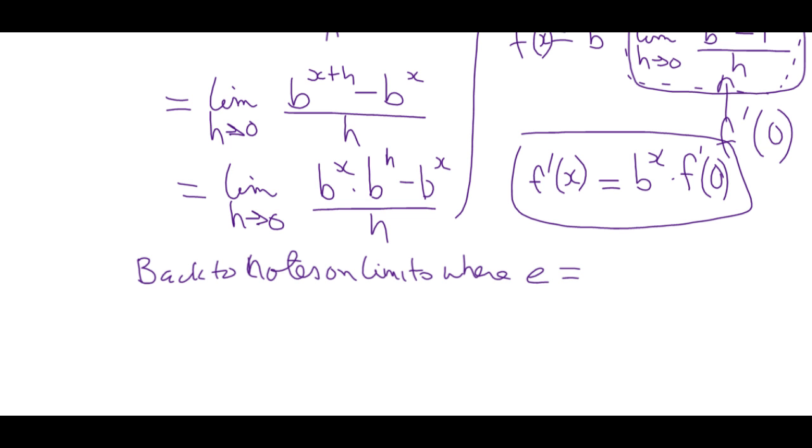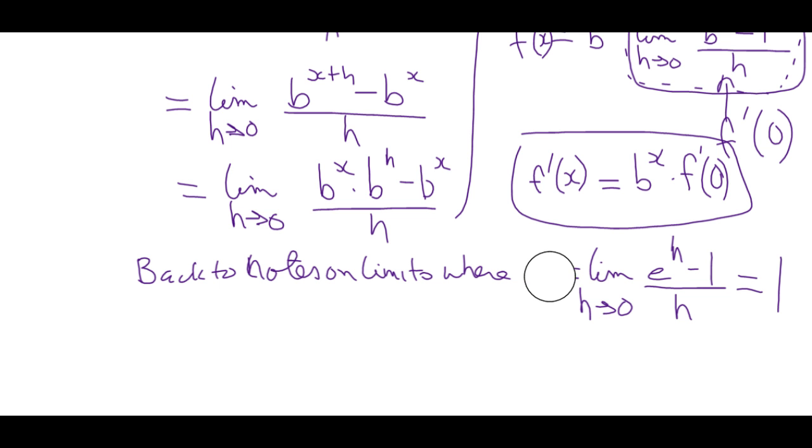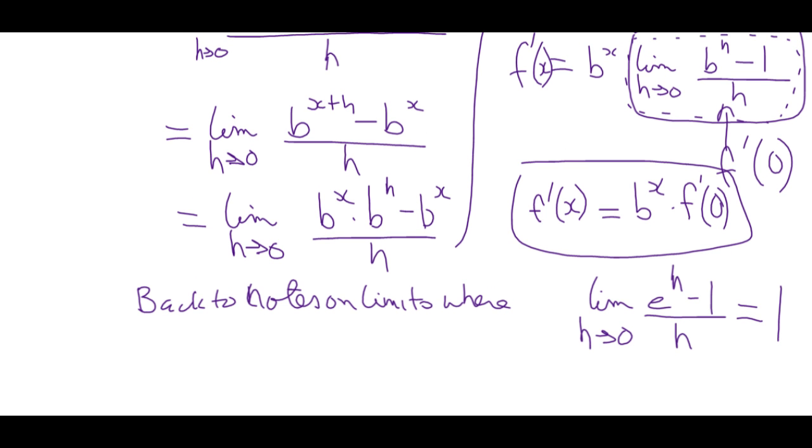Where e is equal to the limit as h approaches 0... Hang on. When that's equal to 1, sorry, there we go. The limit as h approaches 0 of e to the h minus 1 over h is equal to 1. Okay, so we want to use e as the base of the logarithm, right?